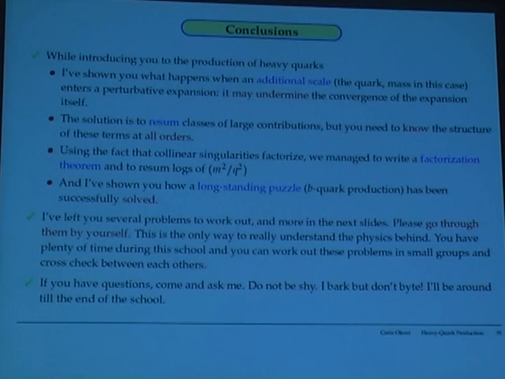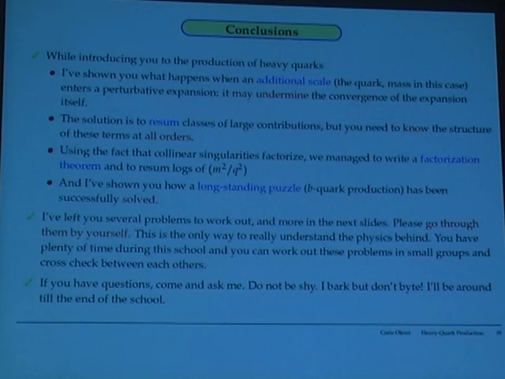Conclusion. So I show you what happens if you have an additional scale. Okay, in this case it was the mass of the quark, but could be any additional scale. As soon as you put an additional scale, you might have problem with big terms in the perturbative expansion. So you won't trust the perturbative expansion unless you find a way to resum that. Okay? So I've shown you how to resum, and the resummation steps I've shown you, you have to find out to resum.